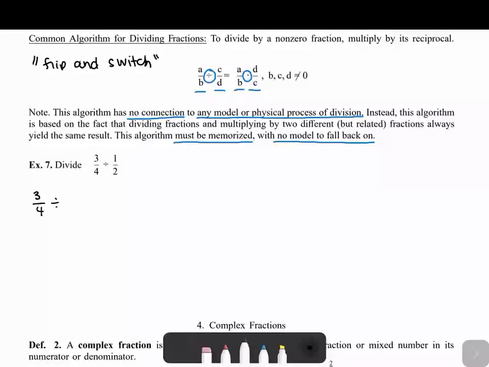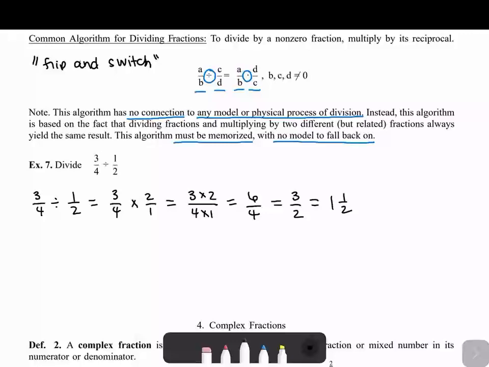So when we do 3 over 4 divided by 1 over 2, we do the flip and switch. 3/4 stays the same. We switch the operation. We flip the fraction upside down, so we replace it with its reciprocal. And then to do multiplication, we multiply straight across. So we have 3 times 2 over 4 times 1, which is 6 over 4, which simplifies to 3 over 2, which we can rewrite as 1.5 if you so choose. And that's all. All you do with this algorithm is you just manipulate the numbers in this certain way.